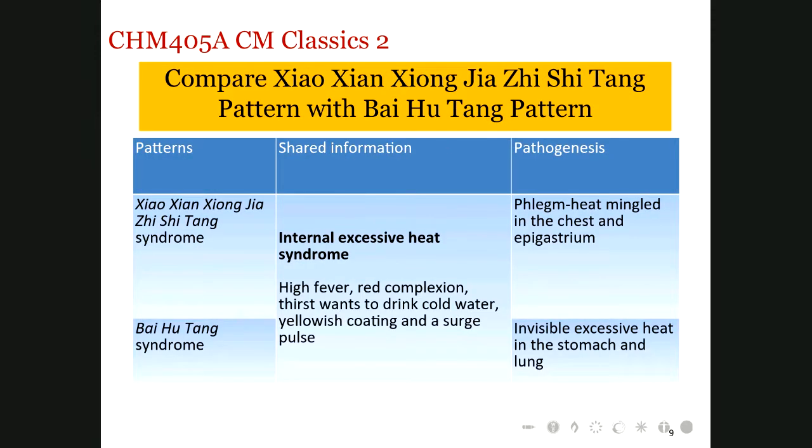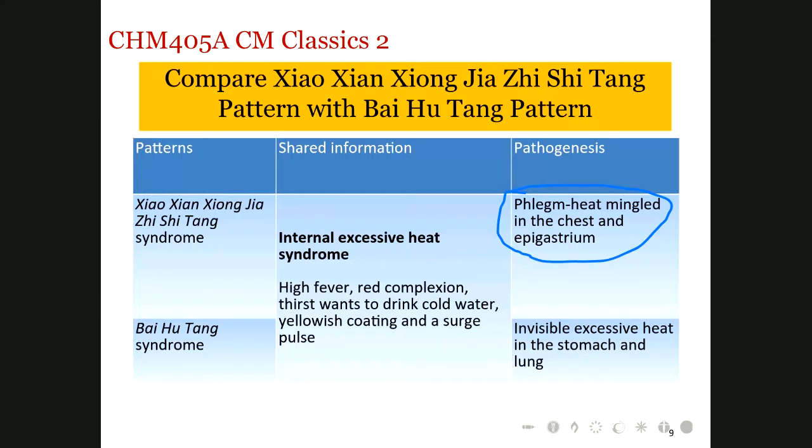And there are comparisons between 小线胸加子时汤 and the 白虎汤 pattern. When you compare for exams or for practice, you always find something common and something different. So the differences and commonalities are put in different charts. They all have similar internal excessive heat symptoms. The difference is that for 小线胸汤, there is flame and heat mingled, causing obstruction in the chest and upper epigastric regions, so you feel bloated below the sternum or in the chest.